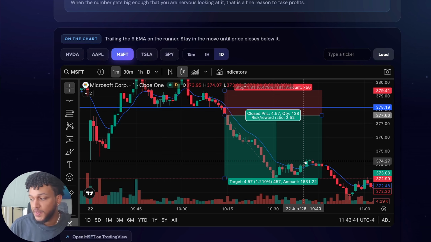Again, using the 90 EMA on the 1 minute time frame, you can get lots of false signals. So you could also use the 5 minute time frame and also use the 90 EMA on the 5 minute time frame to get some more clear trends and more clean directions. You're not getting stopped out too frequently.